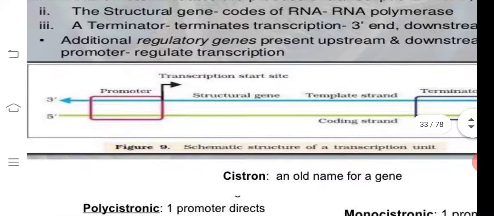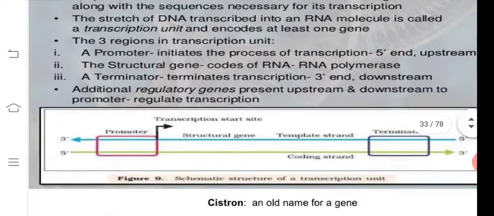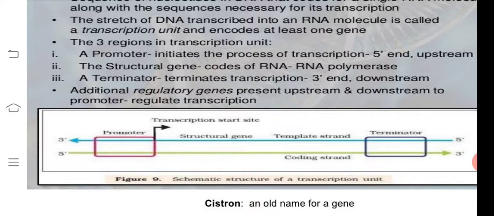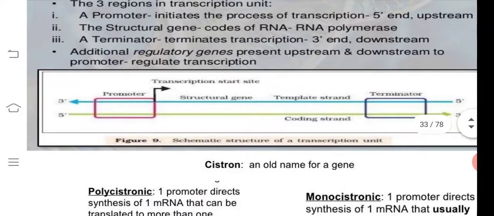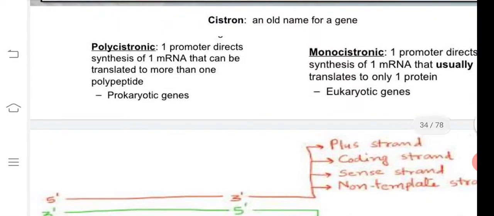Do you follow? So first, the promoter initiates the process of transcription at the 5' end. Next, the structural gene codes for RNA and RNA polymerase. Next, the terminator. It terminates the transcription at the 3' end. That is called the downstream process. So this is what is given here. And what is a cistron? It is a functional unit. It is the old name for the gene.